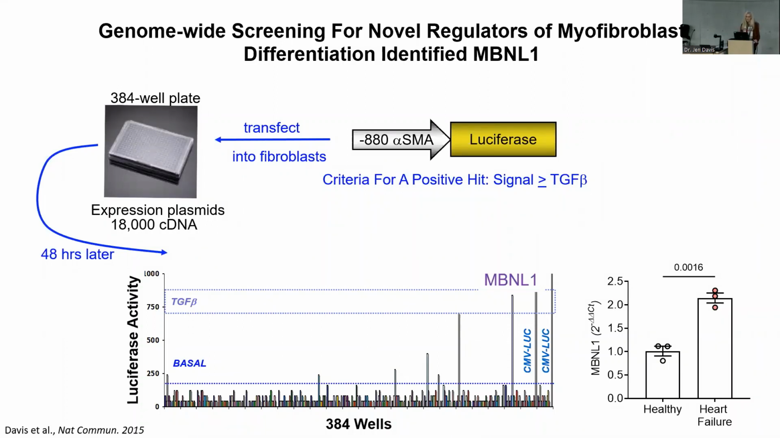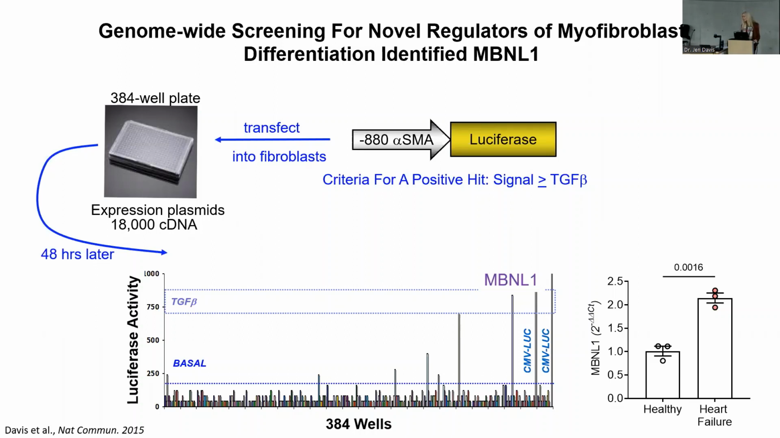One of our most dramatic, significant hits was a cDNA for a gene called muscleblind-like-1, or MBNL1. Some of you may have heard of MBNL1 before because it's highly related to myotonic dystrophy. In fact, when it's dysfunctional, it causes severe muscular and neuromuscular defects. But at the time when we identified this gene, we had never heard of it being associated with wound healing, the heart, or the fibrotic response. So this was a really intriguing hit.